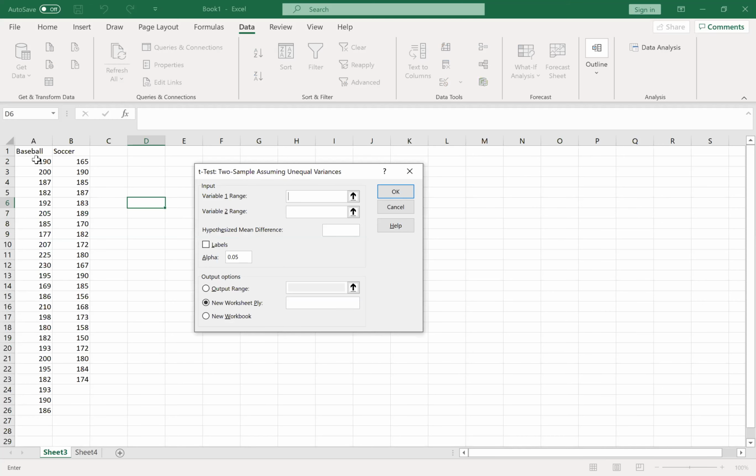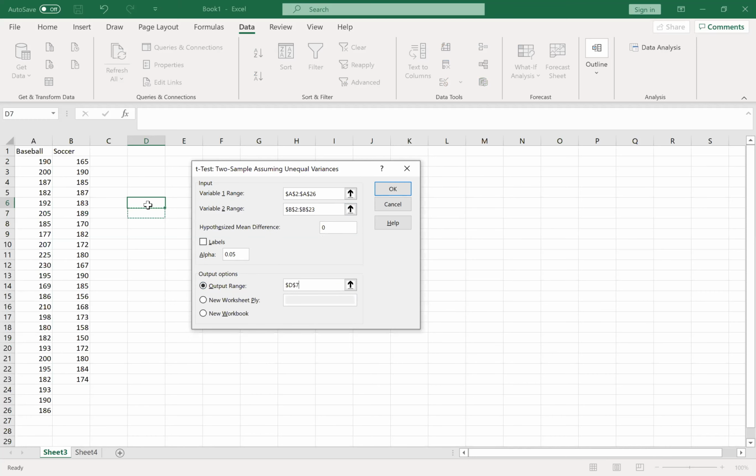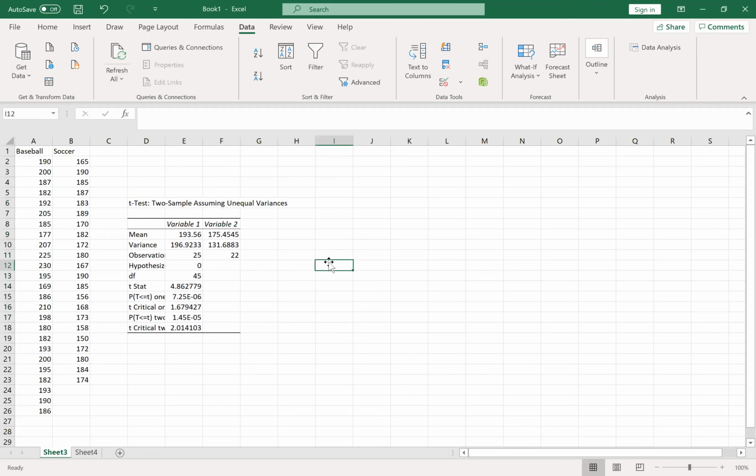So we click on t-test two samples assuming unequal variance. We highlight our first data, that is the baseball players. The other column, the soccer players. We hypothesize that their difference in weights is 0 on average, and we find an output range. And we run the test. And what you find is, if we look at the annotation, this is our test statistic. That's our t-value.